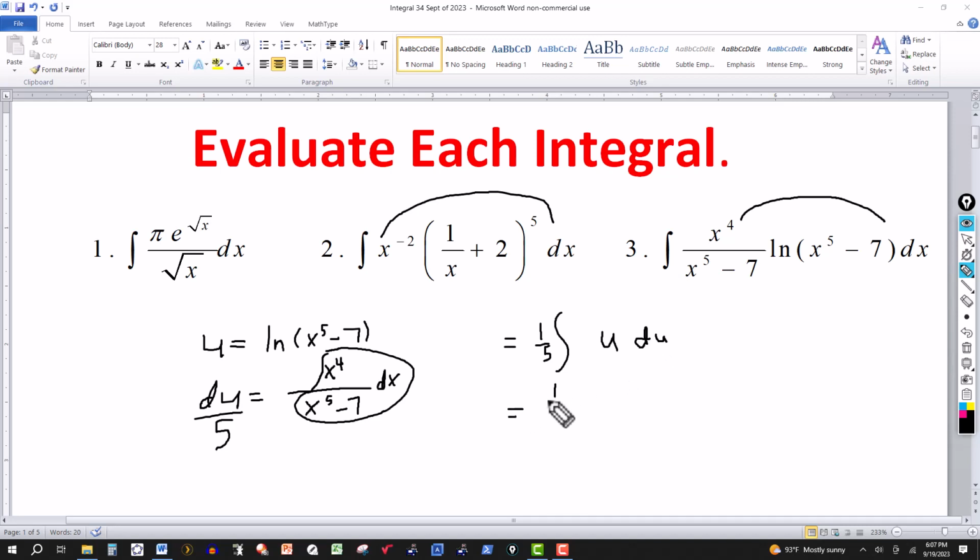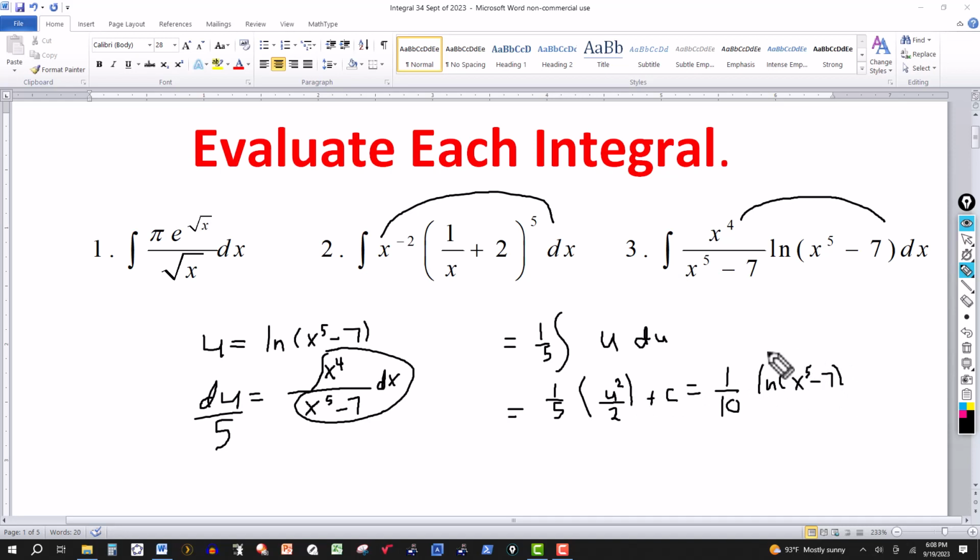Now we just integrate with respect to u. So it'll be 1/5, and u to the first, add 1 to the exponent, that'll be u to the second, over 2, plus the constant of integration. This is multiplied here. So this is going to equal 1/10, and we've multiplied the 2 and the 5 here. And then the u is ln of x to the fifth minus 7, and then that's going to be squared.